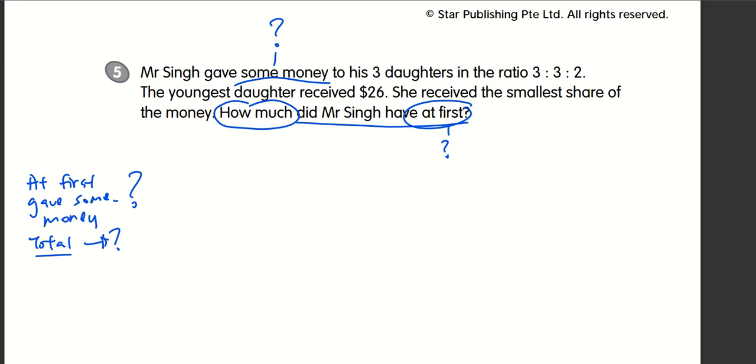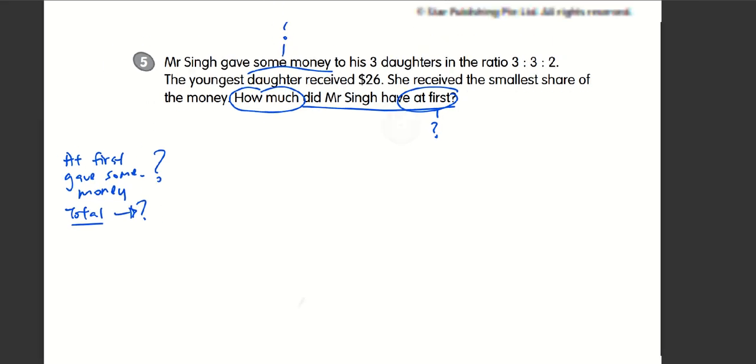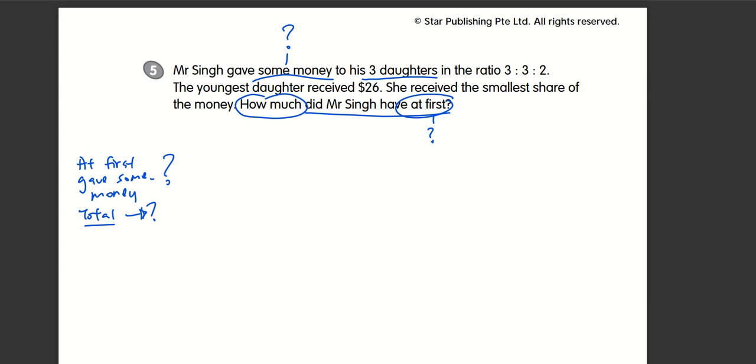Okay, then there's this idea of the ratio. The money is given out in this ratio of 3:3:2. However, there's no mention of what the daughters' names are, so I guess that's not important. But then again, there's this important information here, perhaps the most important part, that says the youngest daughter received $26.